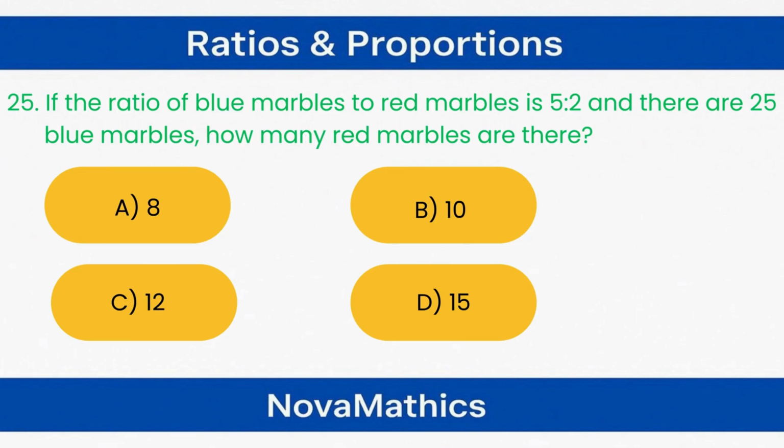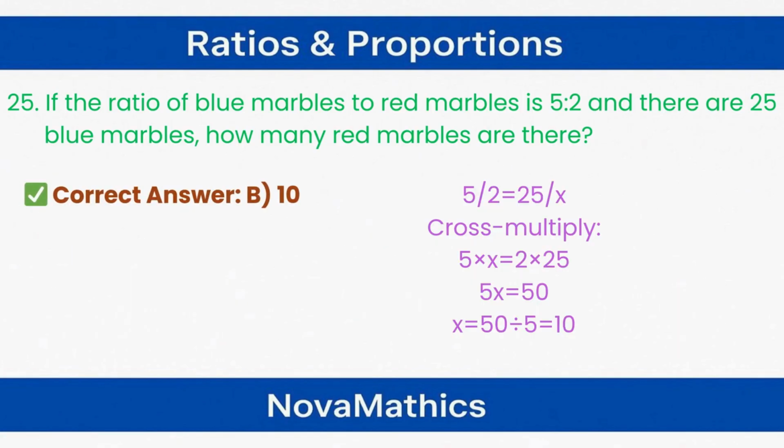25. If the ratio of blue marbles to red marbles is 5 to 2, and there are 25 blue marbles, how many red marbles are there? Five times 5 equals 25, so 2 times 5 equals 10.